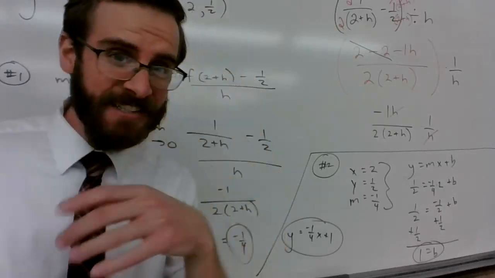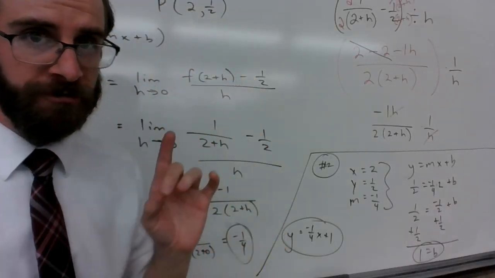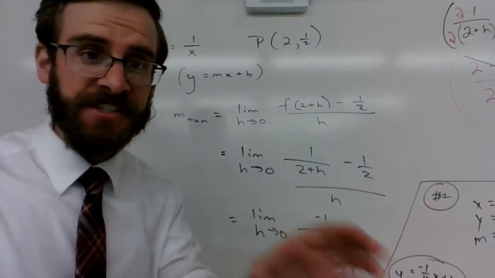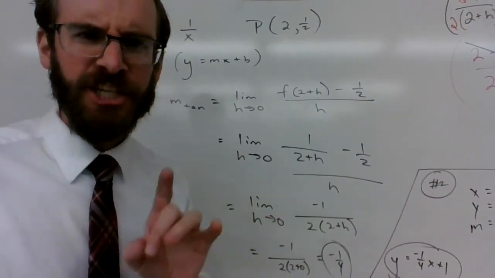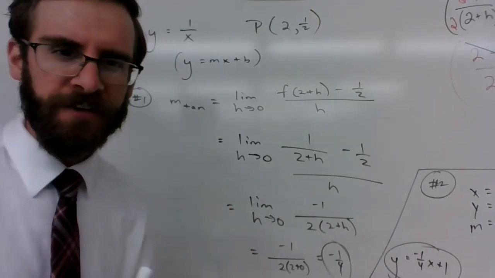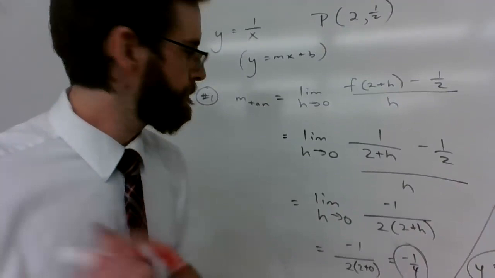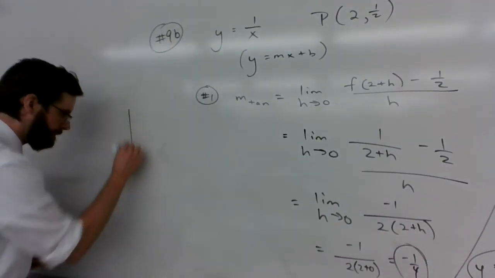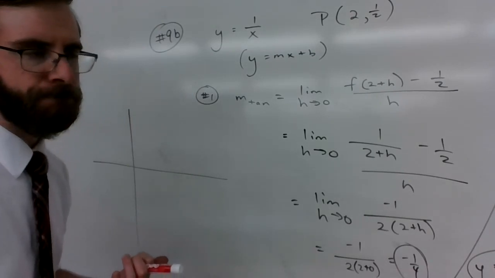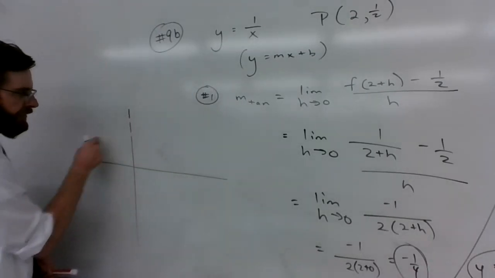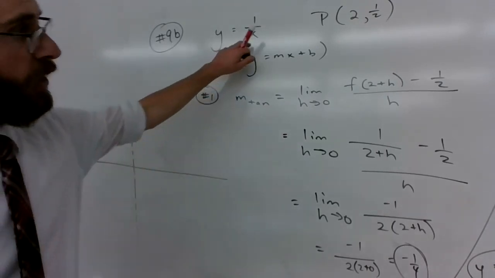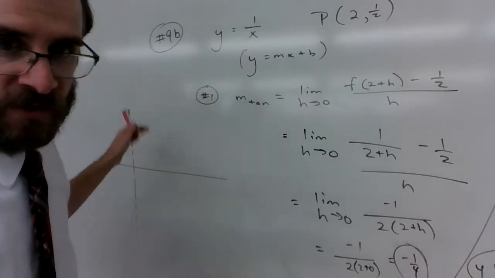Part C says sketch that curve, 1 over x, and sketch the line tangent to it at that specific point. So I'm going to do that right now. I'll just do kind of a rough sketch of it. So 1 over x, what does that look like? Well, it's got an asymptote on the y-axis. Because if I divide by 0, that's an error. X equals 0 is the y-axis.